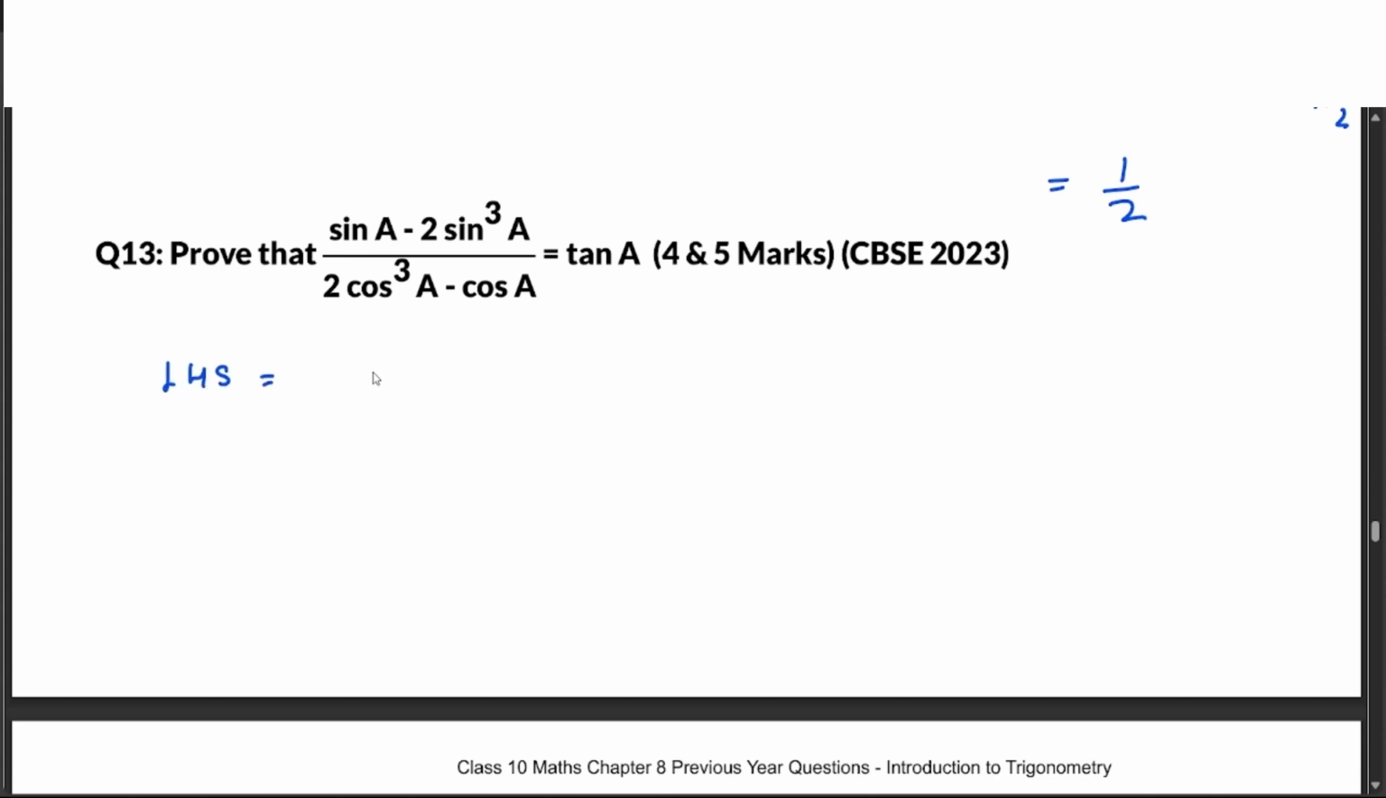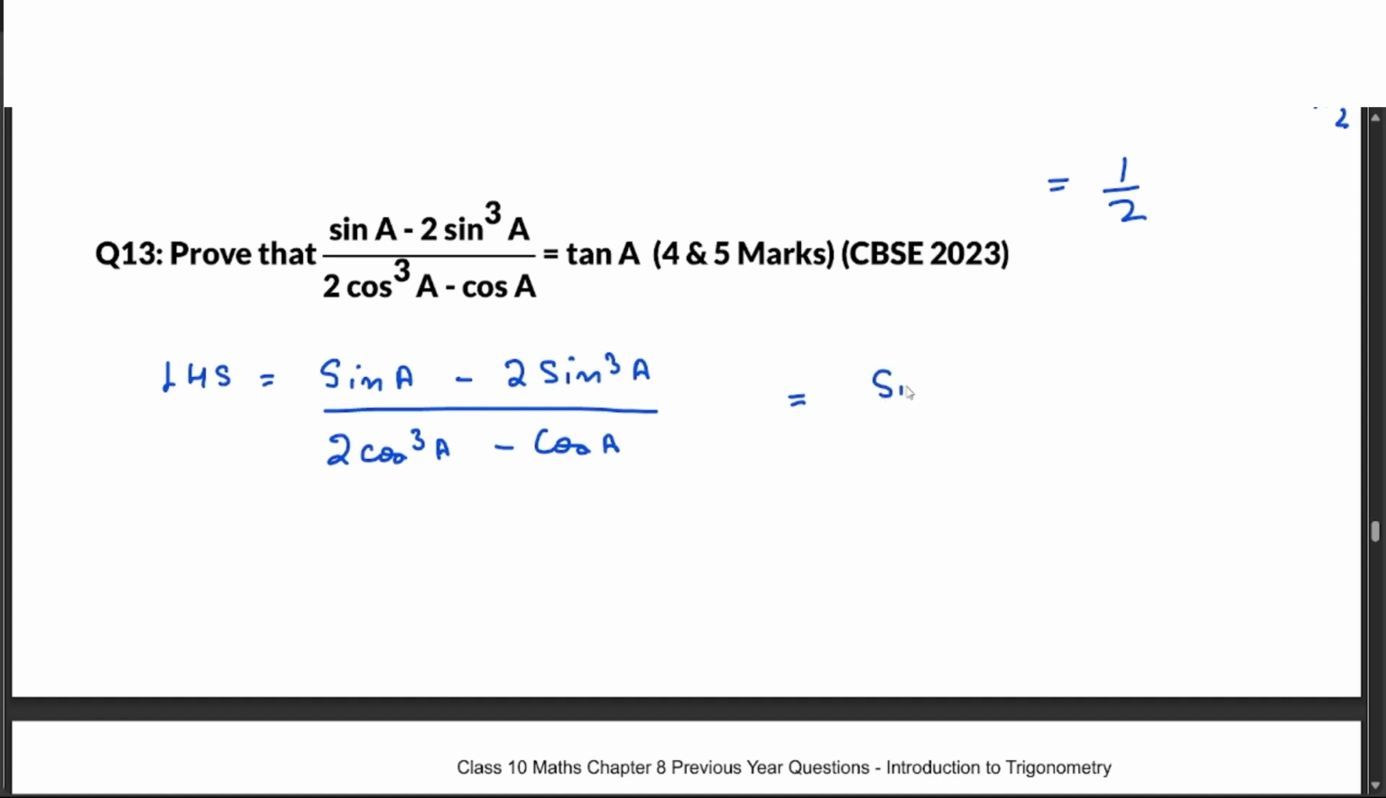LHS is equal to, we can say here, sine A minus 2 sine cube A, over 2 cos cube A minus cos A. Hope it's getting clear now. So you can see in the numerator and denominator we can take something common. In the numerator we can take sine common. So how much will you be left with here? You will get 1 minus 2 sine square A. Sine A you have taken common.